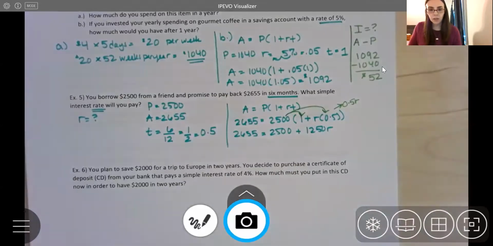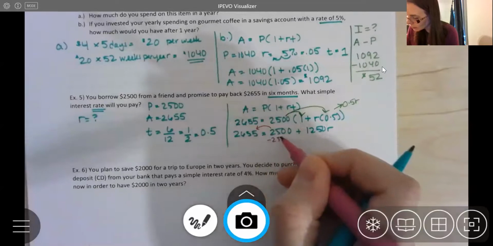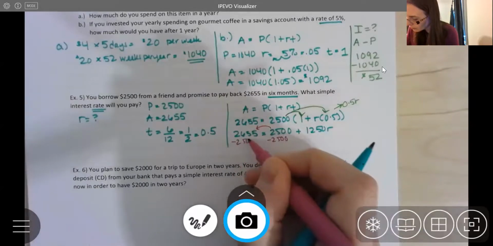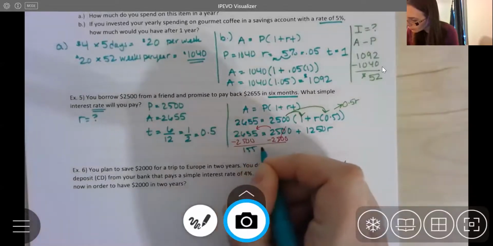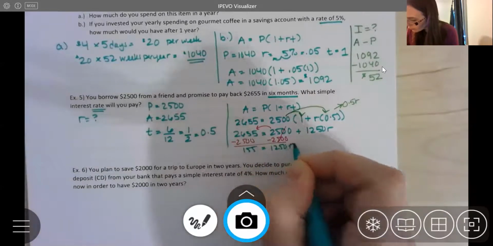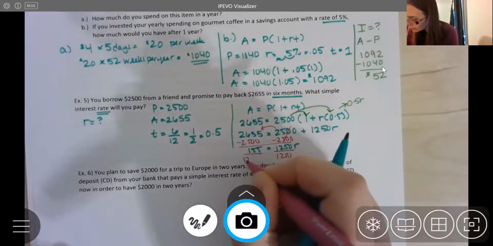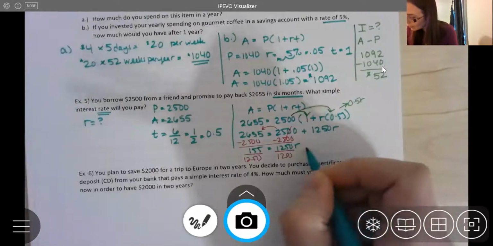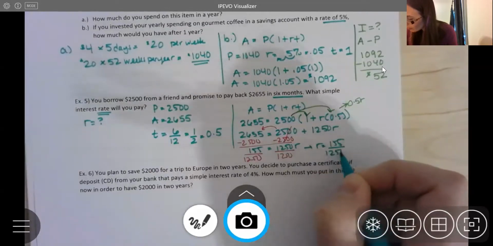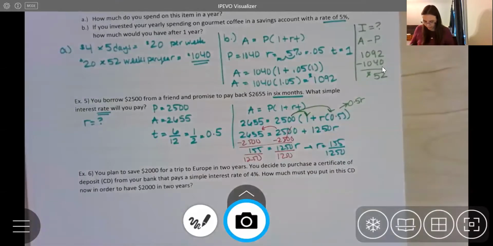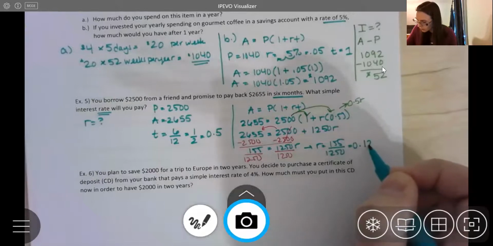Now think about your regular solving rules. So I'm going to want to bring this to the other side, get those like terms together. And then I'm going to go ahead and divide by this 1250. So I'm getting that R is going to be 155 divided by 1250. And let me see my notes here. And what you get is 0.12.